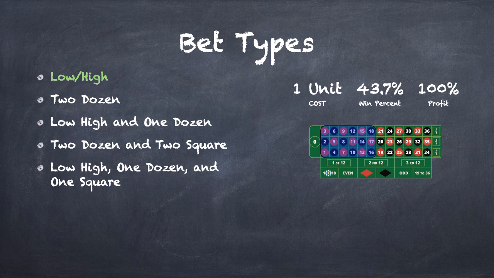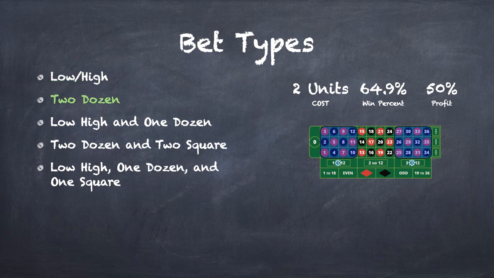The first bet type is our low-high. It consists of placing 1 unit on our 1 through 18 or the 19 through 36. It costs us 1 unit. We have a win percent of 43.7% with a profit of 100% on a 0-0-0 table. The second bet is a 2 dozen bet, where we place 1 unit on 2 separate dozen bets, and this has a cost of 2 units with a win percent of 64.9% and a profit of 50%.